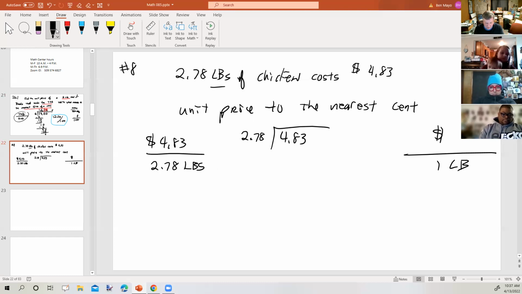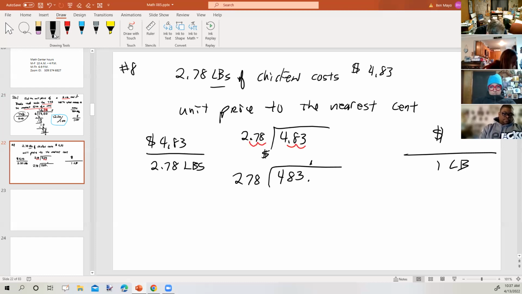Any questions there? All right, now, I talked yesterday about how when you're doing long division with decimals, you need to have a whole number outside. So I need to move the outside decimal point 2 places to the right, which means I need to do the same thing on the inside, move it 2 places to the right. So now I have the following: 483 divided by 278. Now my decimal point is here in the answer. Okay, now this is dollars.